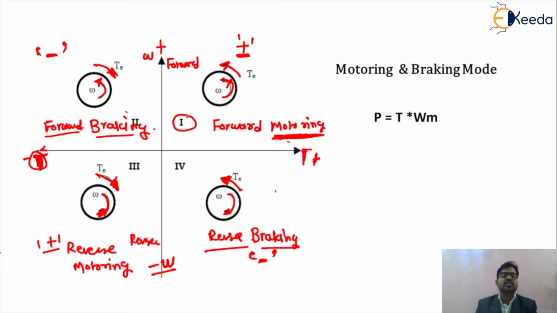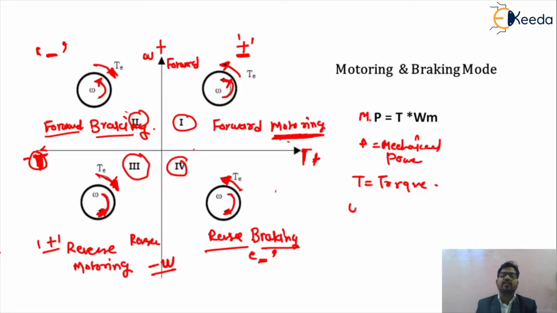So this is quadrant number first, forward motoring. This is quadrant number second, forward braking. This is quadrant number third, reverse motoring. And this is quadrant number 4, which is called reverse braking mode. In concern with the induction motor, we again get the value of the mechanical power. Mechanical power, P, is the product of T, the torque, and omega m, the angular velocity. So these are the basic considerations of the multi-quadrant operation of your drive.